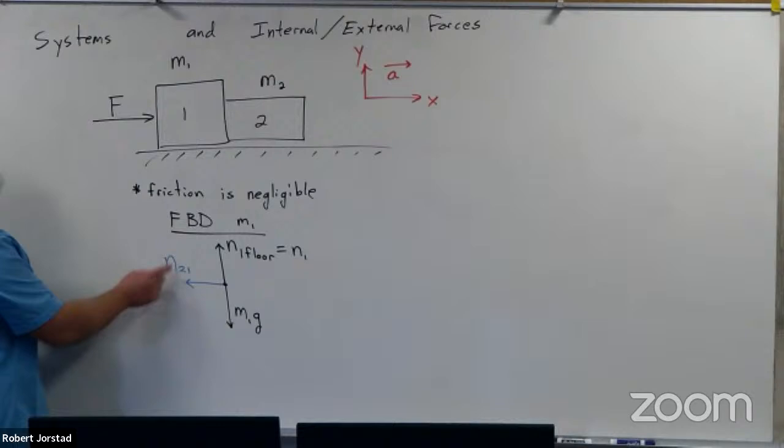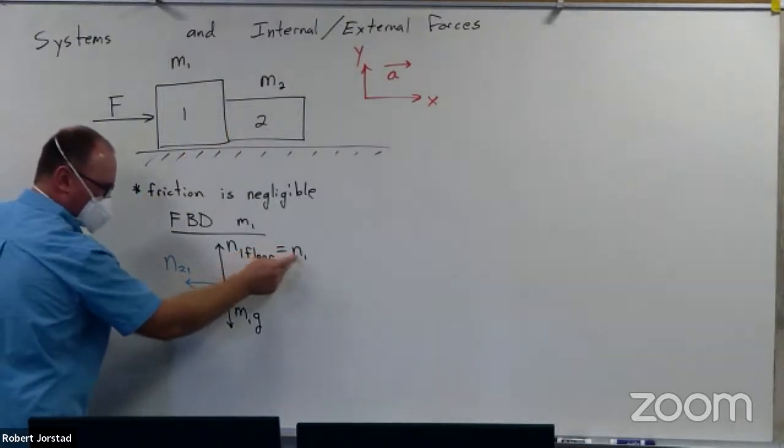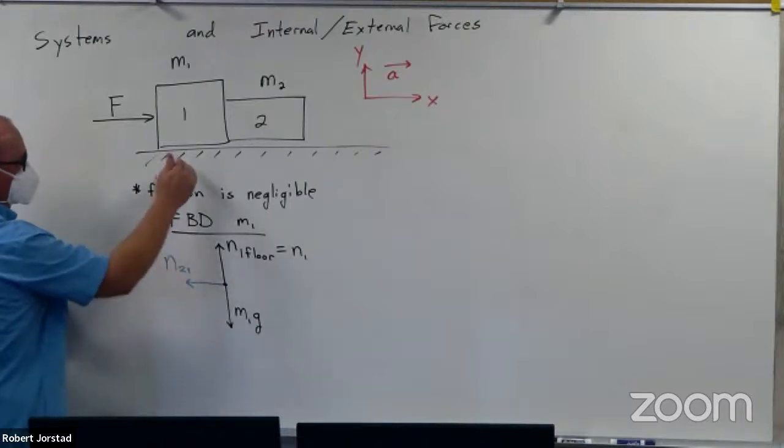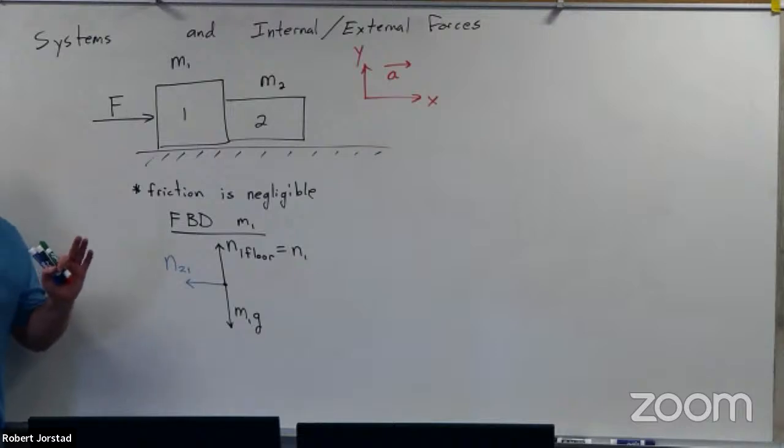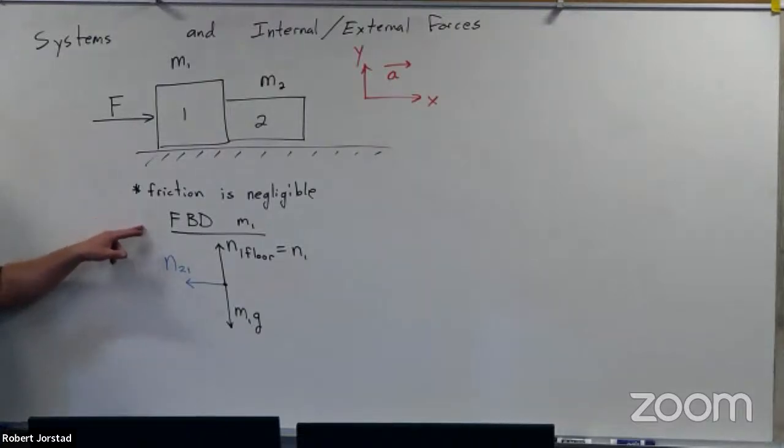So if I have a normal force between two blocks, I use 2 subscripts. If I have a normal force on a single block, from the floor on a block, then I will use just 1 subscript. That's just to keep it straight. Are there any other forces acting on 1? Force to the right. Yeah, F.